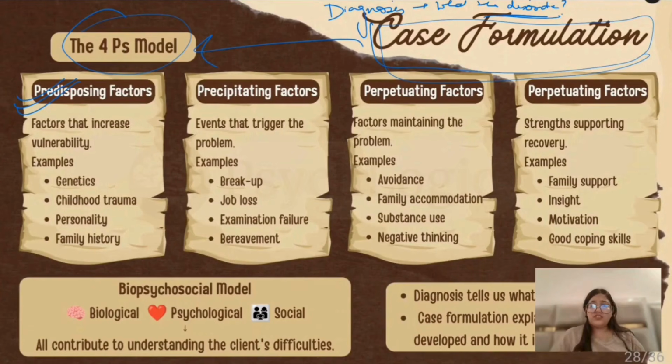Okay, how you reach that state, that is what precipitating factors are. It could be a breakup, it could be job loss, it could be you failed in an exam. Then we have perpetuating factors. Perpetuating factors are factors that maintain that problem. Okay. What is keeping this problem going?